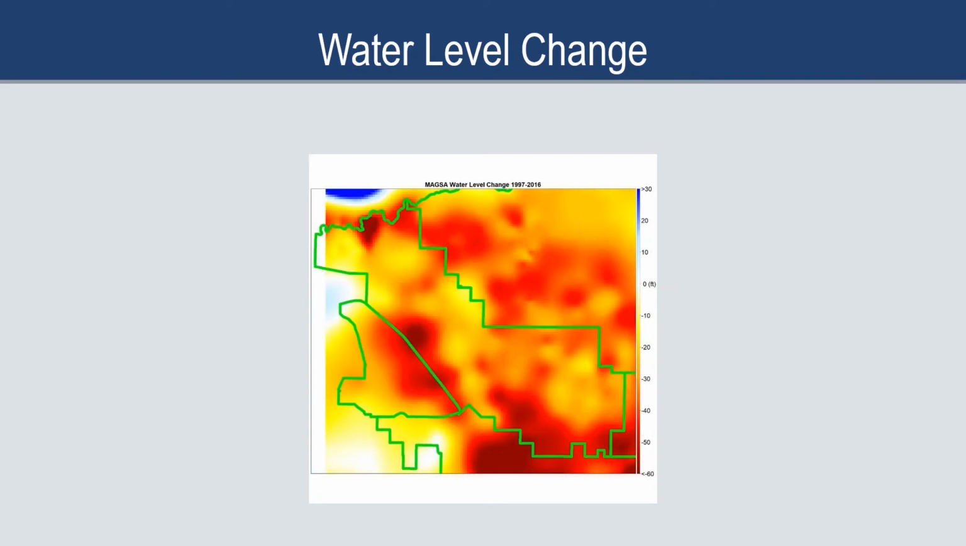From 1997 to 2016, there's a lot of red. So this is the end of the drought. We haven't had much recharge or rainfall to rebound those water levels. But the deepest red areas are towards the west between James and McMullen, and to the southwest.